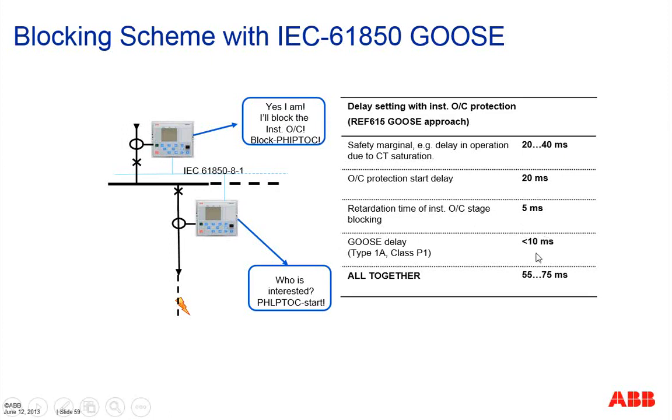Then there is the communication time for the Ethernet packet to flow through the network. With the total of these, using a relatively conservative estimation, you save about, let's say, 50 milliseconds. This is the same blocking scheme applying 61850.